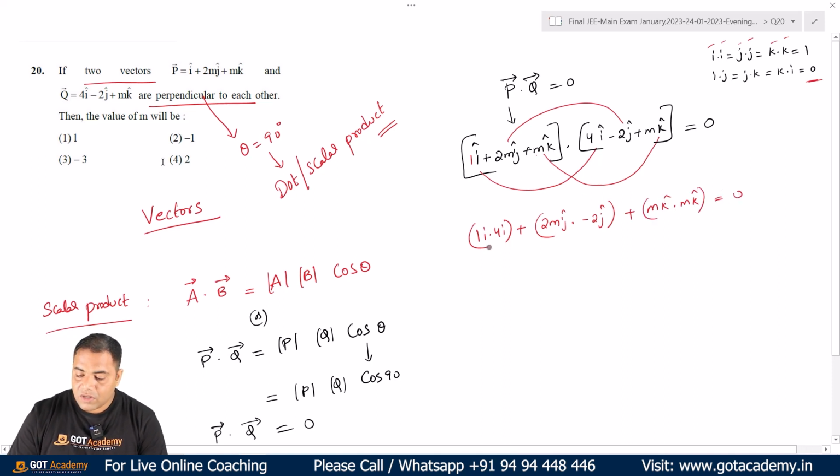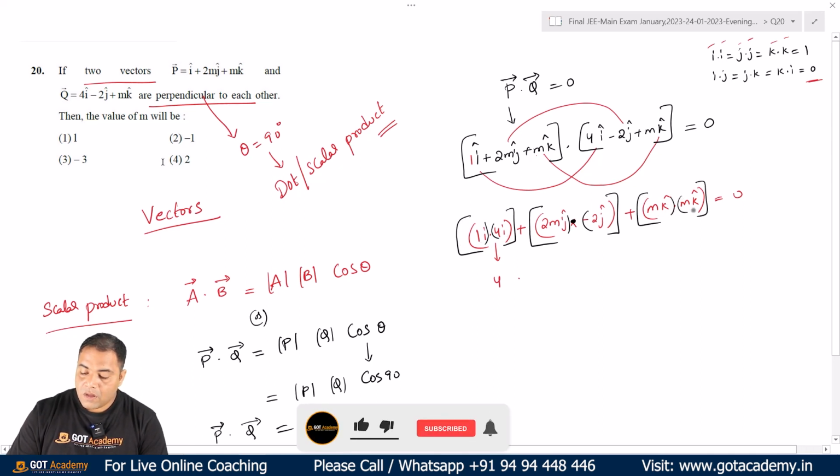I and I is 1, so here we get 1 into 4, that is 4. Or you could write 4I square, or simply 4, because I dot I is 1. Then 2m into minus 2. Here this dot is nothing but multiplication. So what was left here is 2m and minus 2, so you get minus 4m.